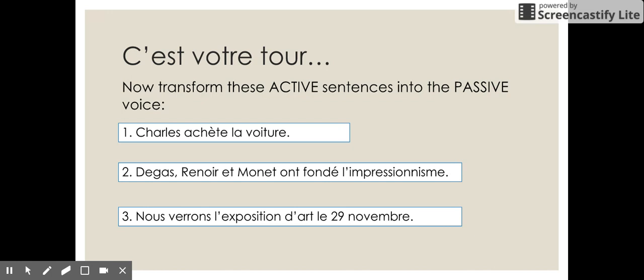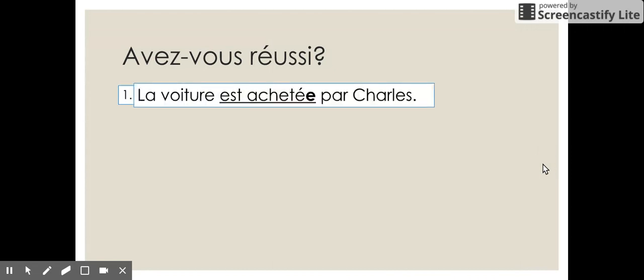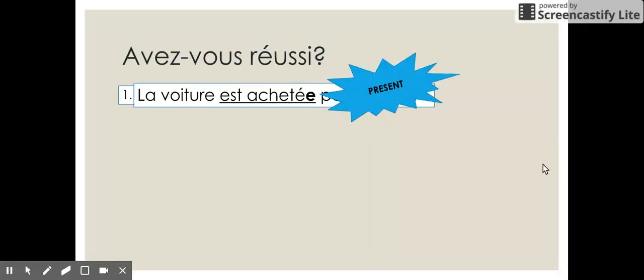Okay, now let's take these active sentences and transform them into the passive voice. Pause the video, take a moment to do this, and then check your answers. Avez-vous réussi? Charles achète la voiture. La voiture est achetée par Charles. La voiture is now our subject. It's feminine. We need to make that agreement. And of course, the tense is present. So therefore, we conjugated être in the present tense. La voiture est achetée par Charles.